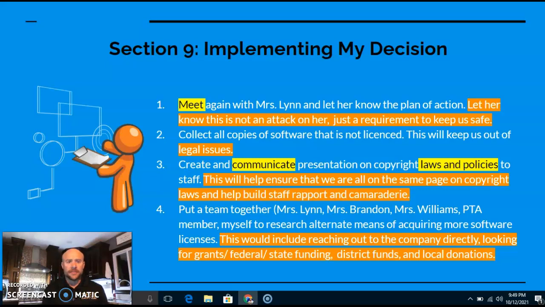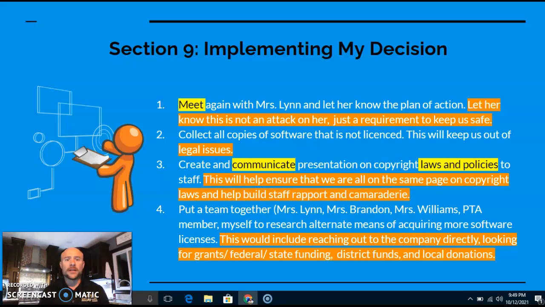Implementing my decision. First, I'm going to meet with Mrs. Lynn and let her know the plan of action. Letting her know this is not an attack on her, but just a requirement to keep us safe and out of legal issues. I believe in letting staff know your decisions, and the reason behind it, is super important. Transparency and getting people involved in decision making is a great aspect of being a good leader.